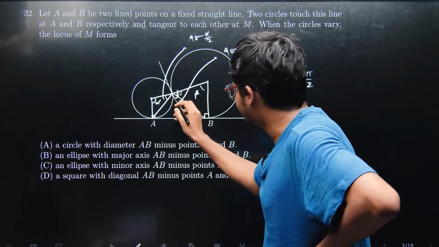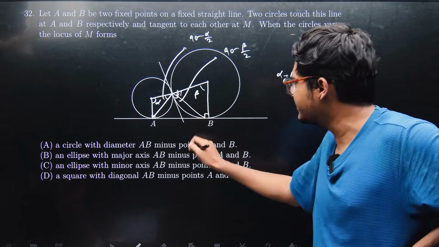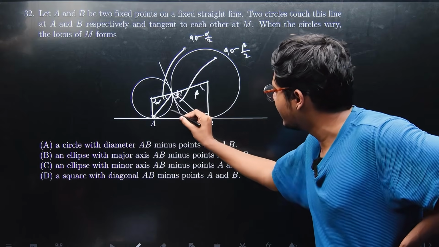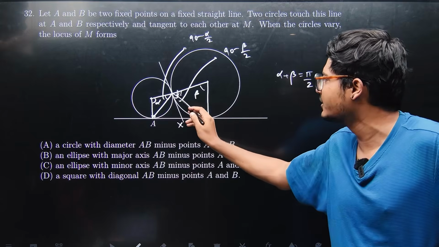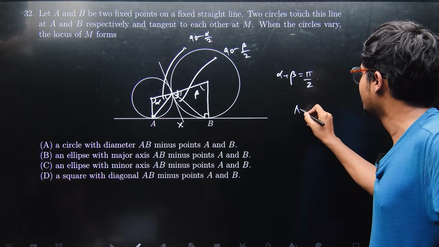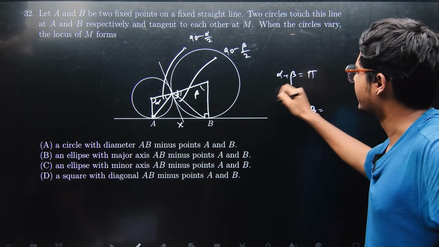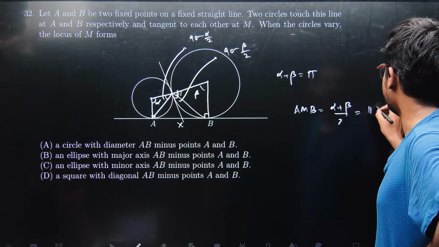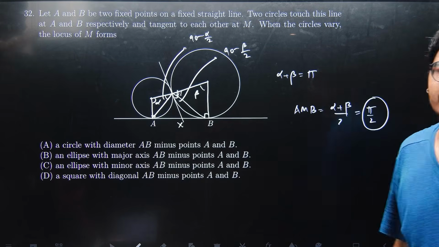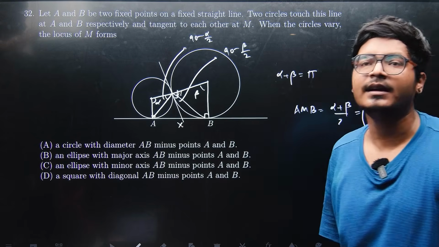Now that plus this entire angle, the remaining angle should add up to 180, right? Sorry, 90 because it's tangent at this point, which means these two angles, AM, whatever this point x is, AMX is going to be 90 minus this, so just alpha by 2. Similarly, this is going to be beta by 2. So this angle AMB is nothing but alpha plus beta by 2, which just turns out to be 90, right? Which means no matter how this point M moves, this angle AMB is always a constant, right? And what locus does that define? It defines a circle, right, with diameter AB, but there is a catch, okay?